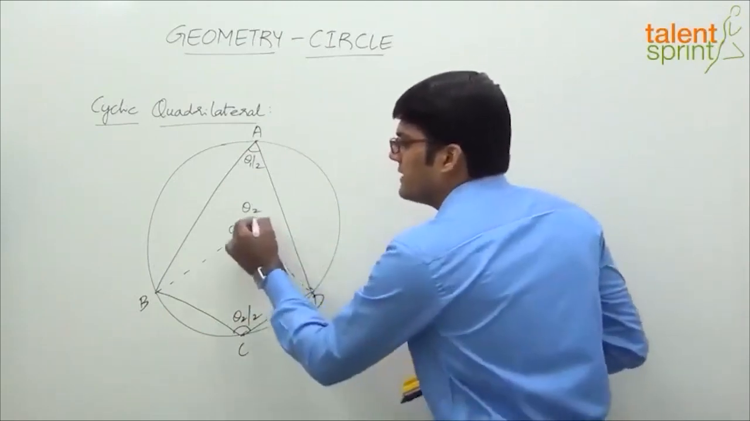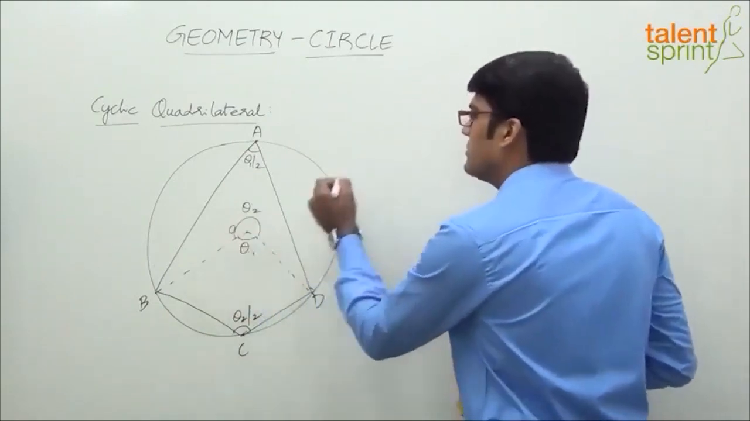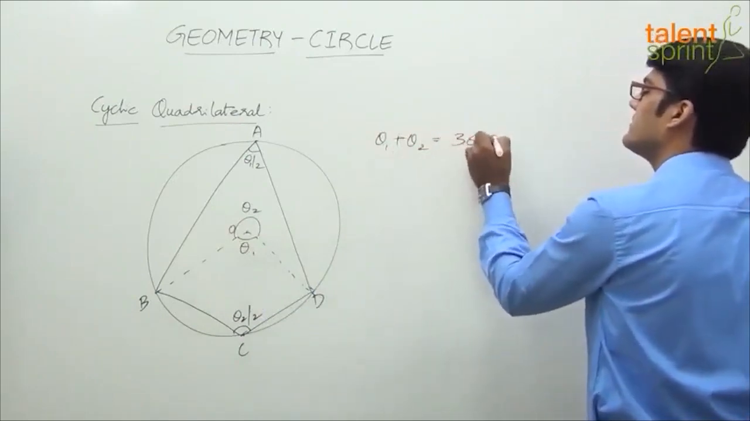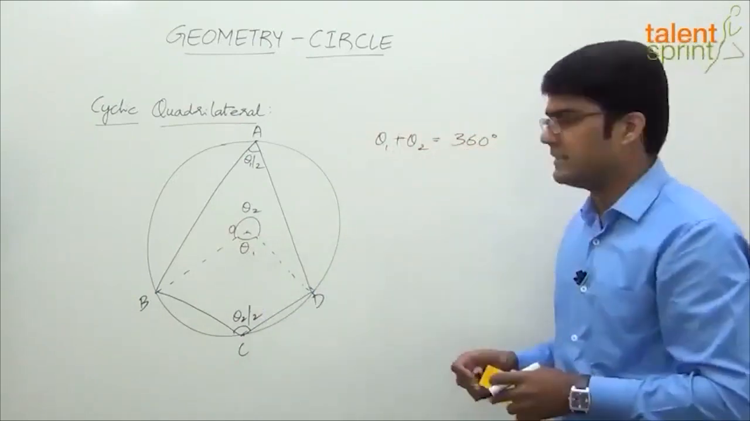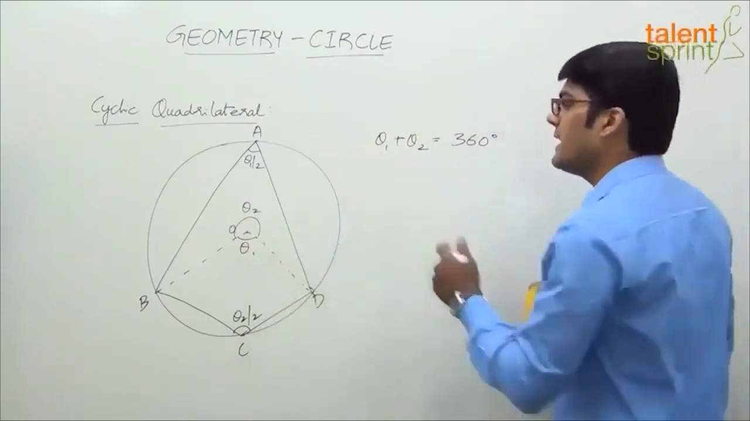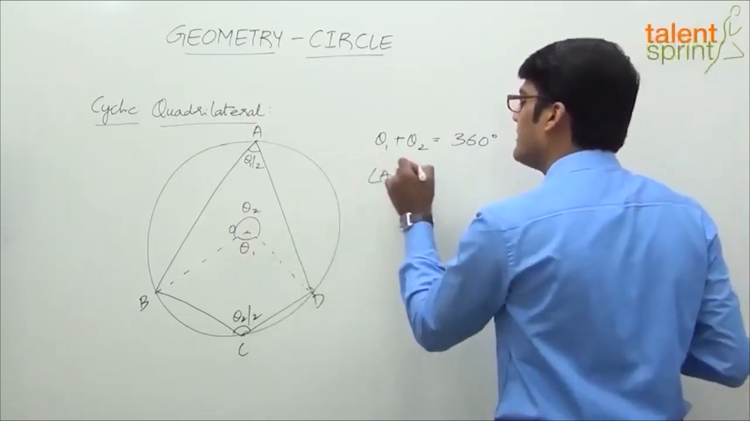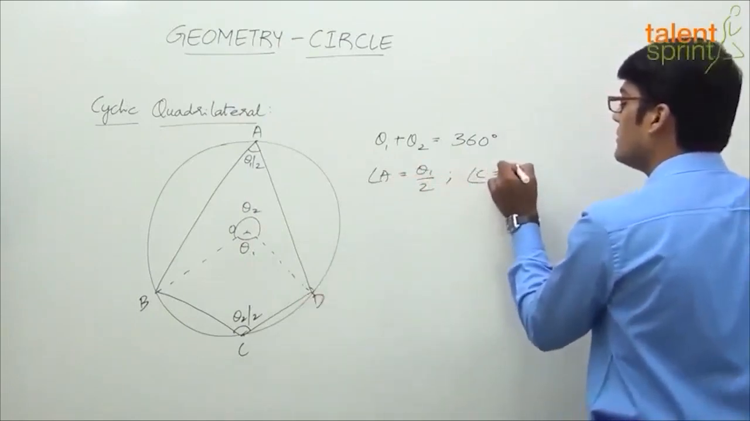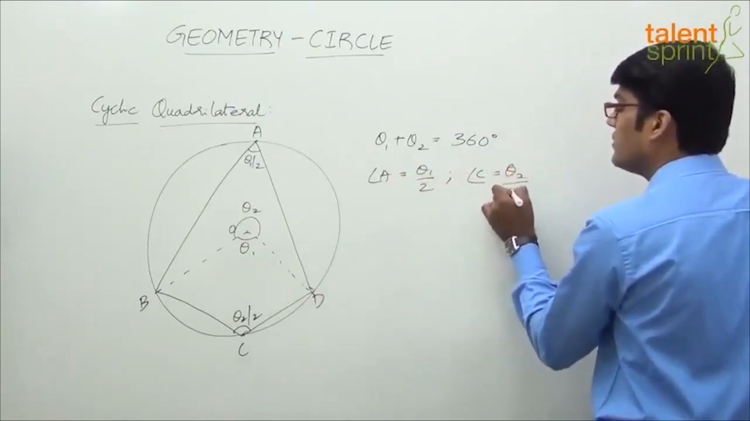Now if you look at it, this is a complete angle, theta 1 plus theta 2. So I can say theta 1 plus theta 2 is equal to 360 degrees. The angle in a circle is 360 degrees, right? Now if you look at angle A, what is angle A? It is theta 1 by 2. How about angle C? Angle C is theta 2 by 2.